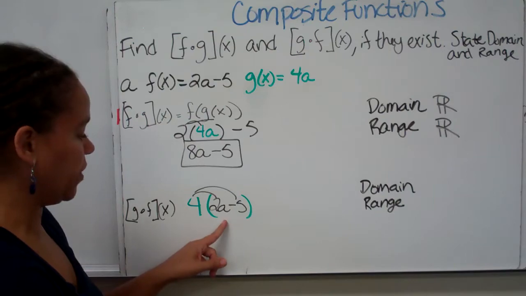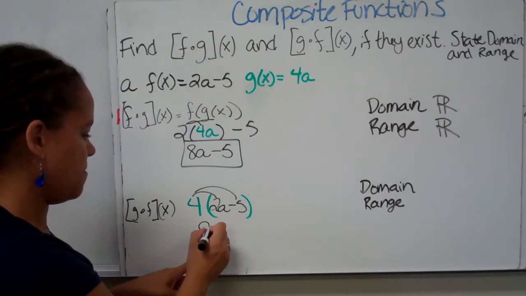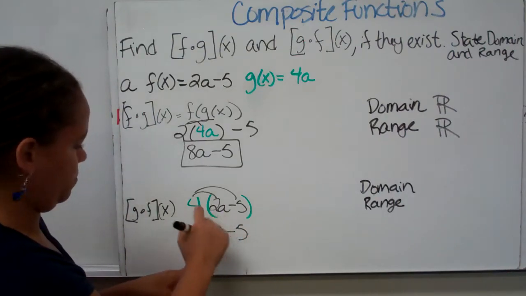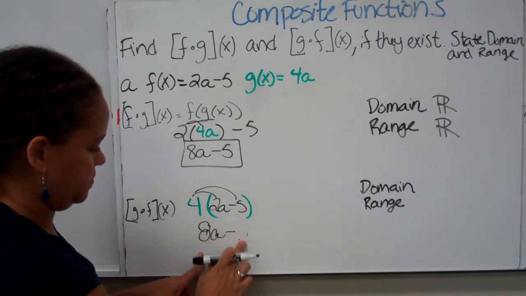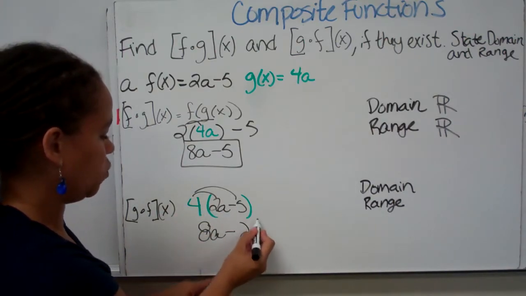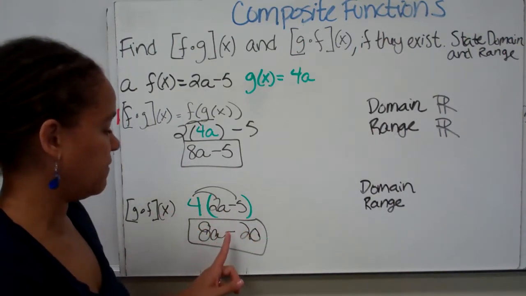So 4 times 2a is 8a, minus 5, minus 20. So 8a minus 20 is our composite function.